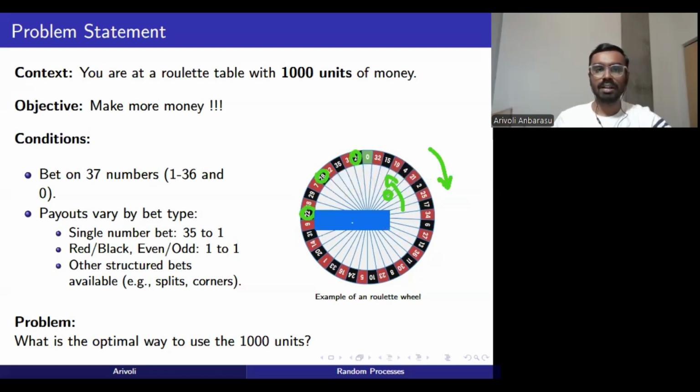The number and the color of the pocket where the ball lands determines the outcome of the spin and which bets win. You can place various types of bets, each with a different chance of winning and each with different payouts. Now our question is, what's the optimal way to use the 1000 units? So before going into the question, let's briefly look into the types of bets that we can place.